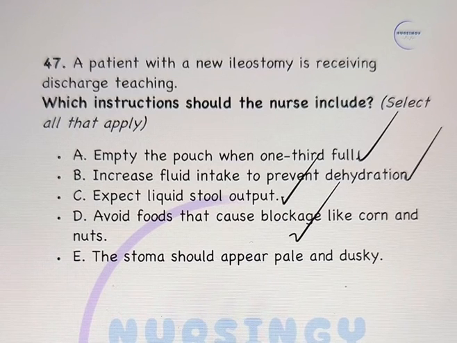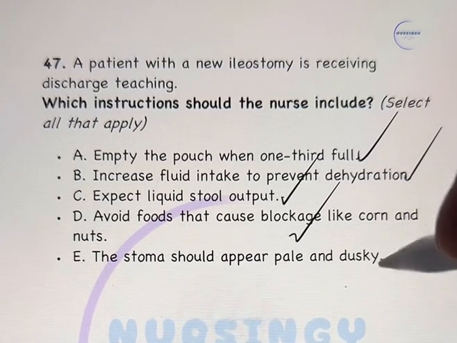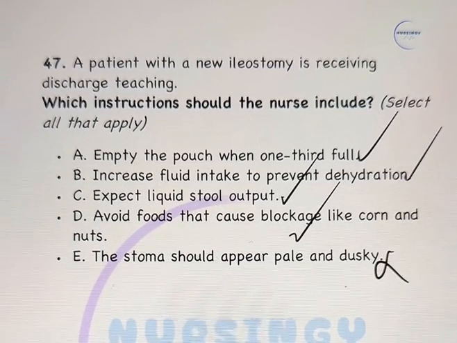What about E, guys? The stoma should appear pale and dusky. What kind of stoma do we want? We did the same kind of question before. We need red or reddish pink. Okay, yeah, moist. Okay, so pale and dusky means we have less perfusion to the tissues, so we don't want that one.